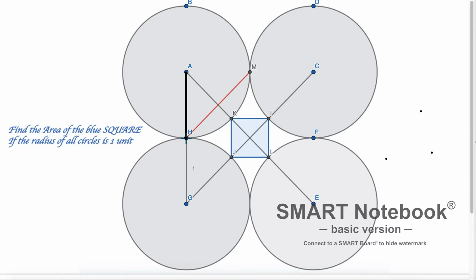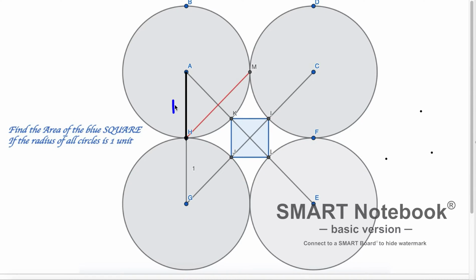So here is the radius. The radius we already know is 1. And now we want to analyze just this triangle inside. We want to know, for example, this distance. How much is this distance?